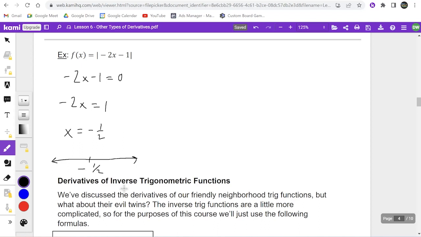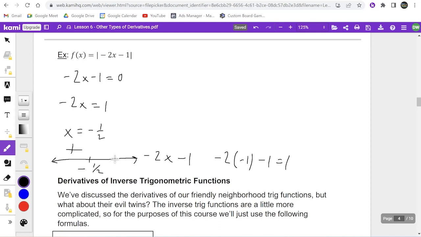Now I need to plug in a number less than negative 1/2. There's many good choices here. Negative 1 will work. Negative 5 will work. Negative 1 million will work. I'll choose negative 1. And remember, I'm plugging it into my original negative 2x minus 1 to see if I get a positive or a negative. So I plug in negative 1. I get negative 2 times negative 1 minus 1. That gives me positive 1. So it's actually positive in that region.